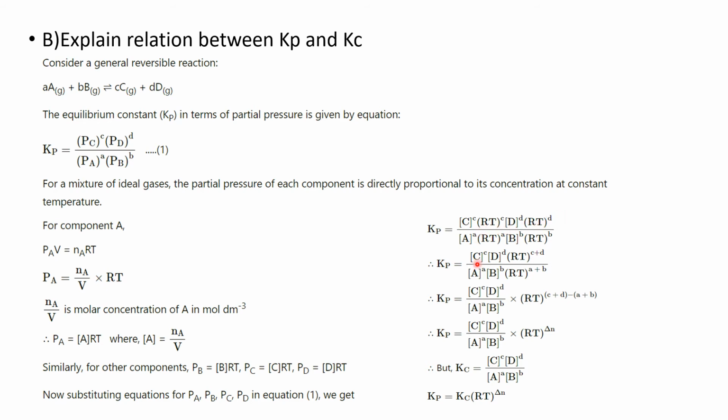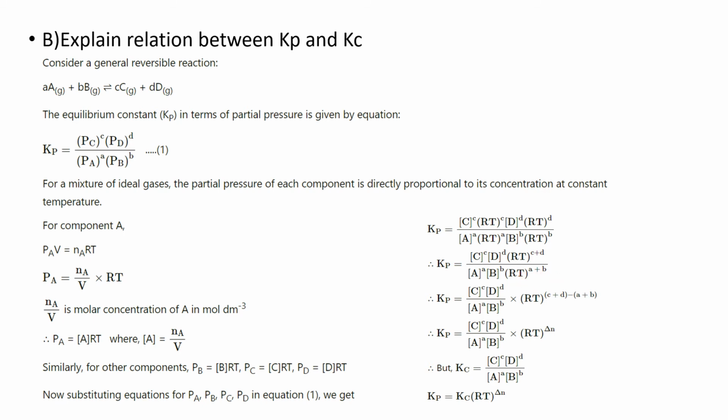Now we are writing the molar concentration of C, D, A and B together. We can write molar concentration of C raised to c into molar concentration of D raised to d into RT raised to c plus d, upon molar concentration of A raised to a into molar concentration of B raised to b into RT raised to a plus b.